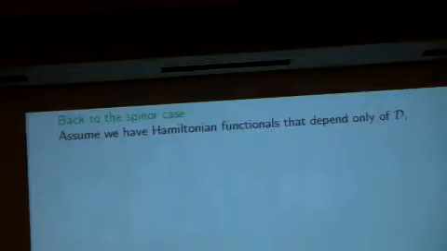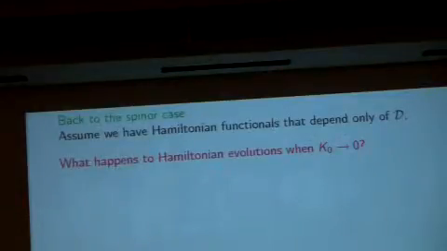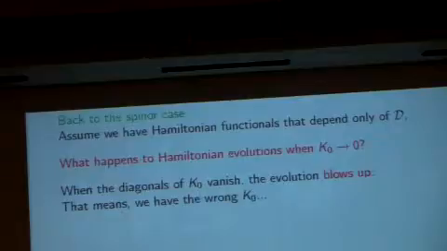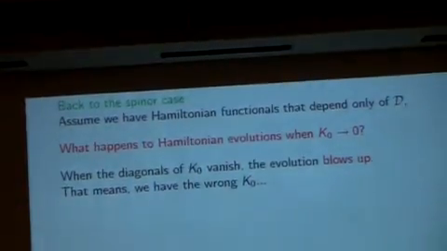Okay? So assume I have a Hamiltonian function that depends only on D. Then I take K0. Remember that K0 was all the higher order stuff? I'm going to make it vanish, all the higher order ones, and then see what happens to these Hamiltonian evolutions. And lo and behold, what happens to evolutions when K0 goes to 0? If I have an evolution with a function that depends only on D, well, the evolution blows up. Big deal. Okay, so when I saw this, I was really disappointed because I said, how can it be? What does this mean? That I have the wrong K0? Because it just blows up.